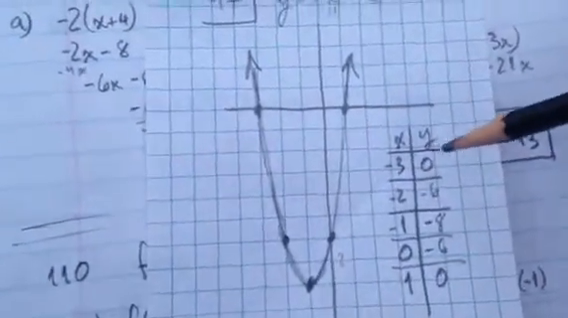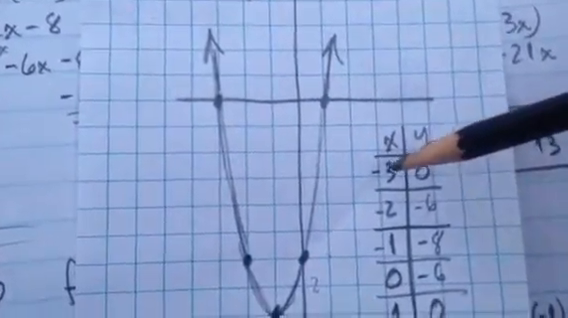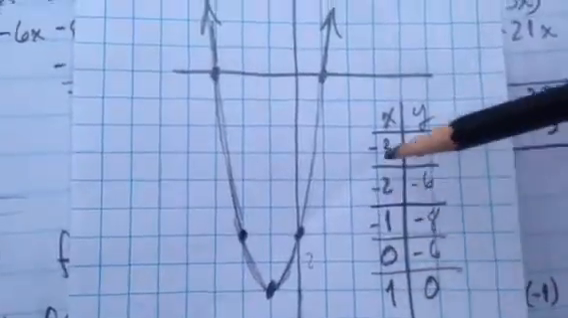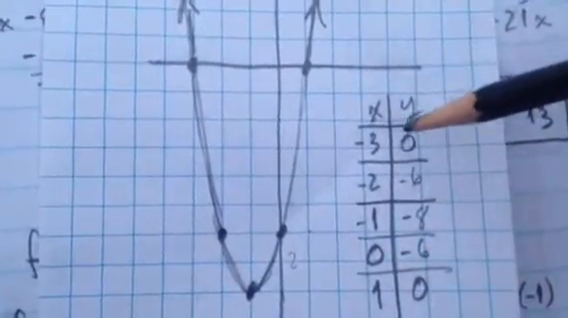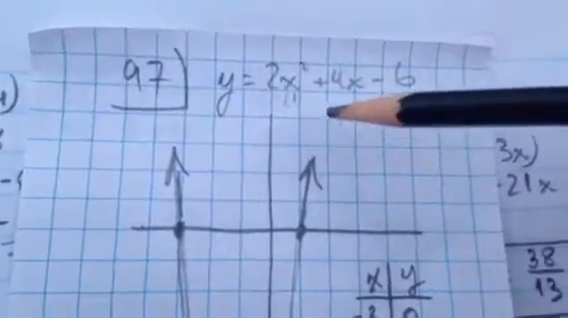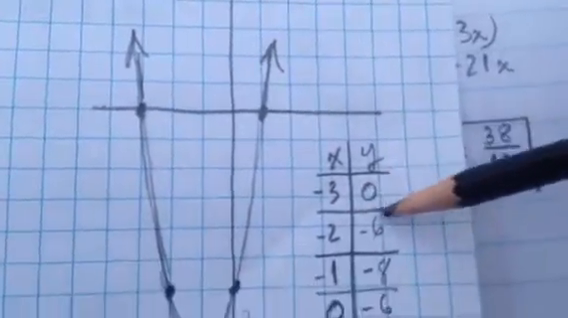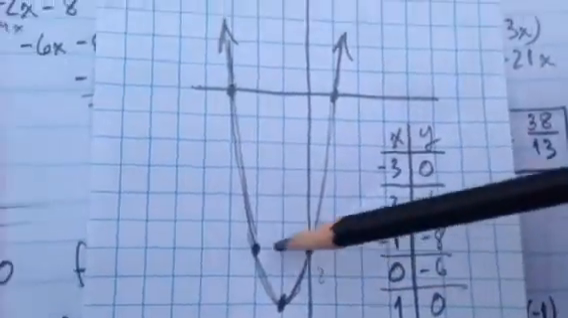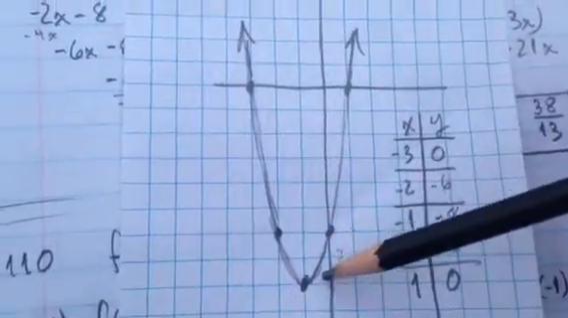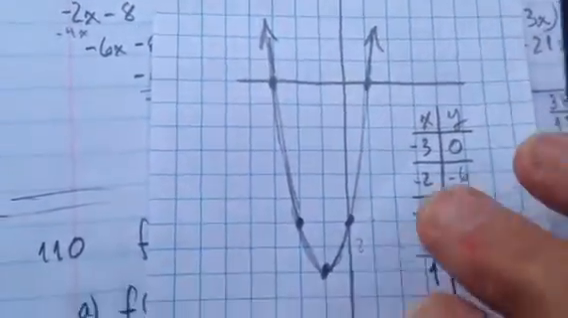Here's the graph of that parabola, and so I just made a table from -3 to +1 values for x, and when I plug those into the equation there, 2x squared plus 4x minus 6, I get these y values, I plot them out, and this is what the parabola looks like. Okay, nothing else to say about that. Let's move on to the next problem.